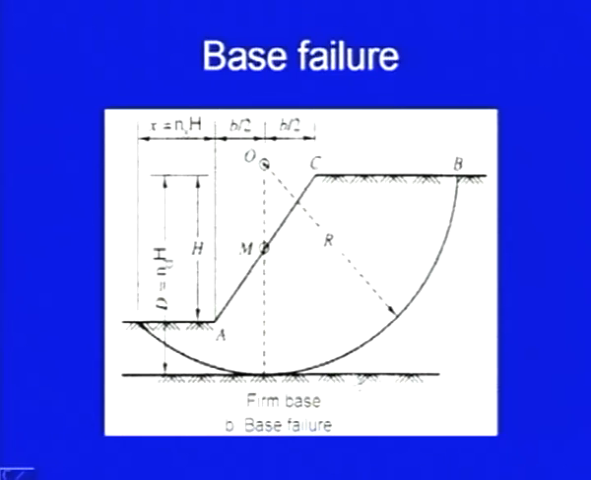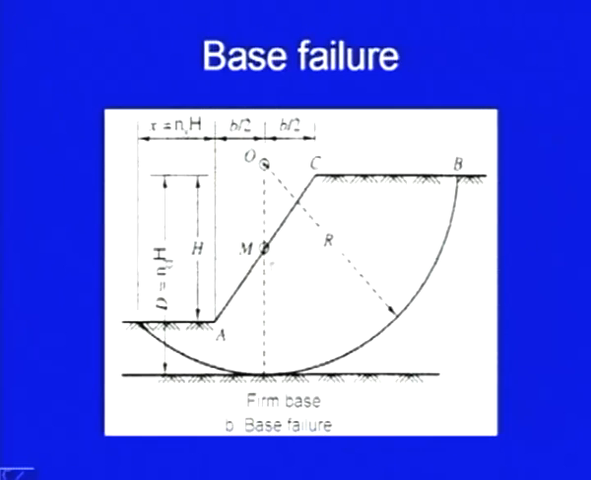If it is a case of base failure, when the circle is passing through the base, then the center of the circle has to lie on a line which is drawn from midpoint M of the slope, and this line is vertical. It is because the circle has to pass in this manner. This is the firm base, it is a base failure. So, the circle is tangential to the base, and the base we are assuming to be horizontal.